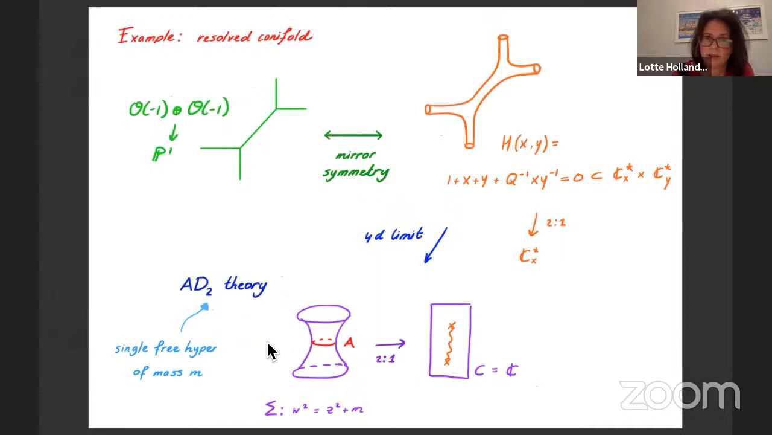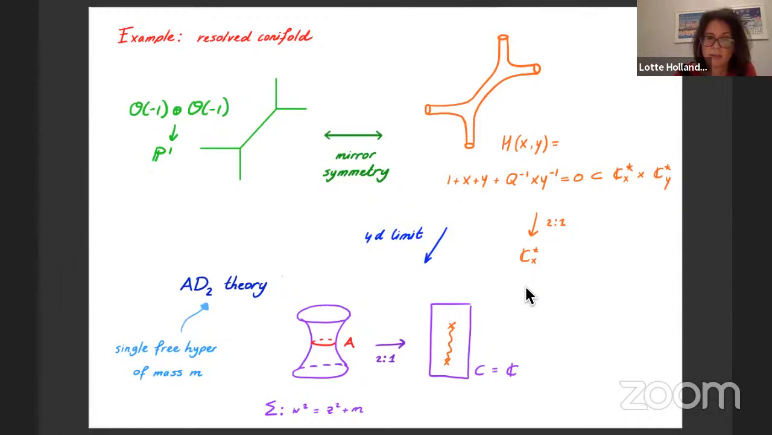So, for example, one of the simplest examples is maybe the resolved conifold, which is given by the total space of O(-1) plus O(-1) over P^1, which by mirror symmetry is related to a Calabi-Yau defined in terms of this function h, which is given in this case simply by 1 + x + y + q^{-1} x y^{-1} = 0, where q corresponds to a Kähler parameter. And you could consider that as a double covering over C*.